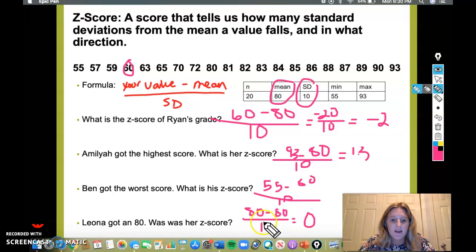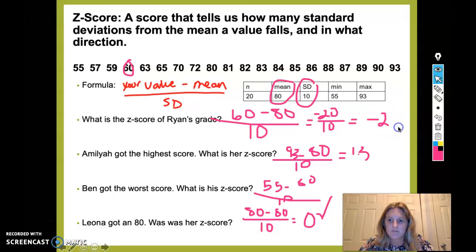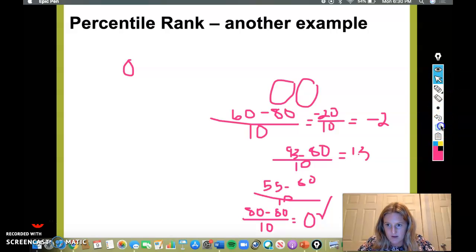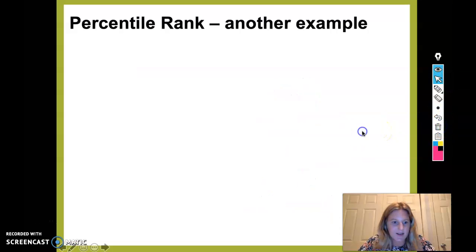Okay, and so that is good to note, right? A z-score of 0 can happen. It just means that you got the average. All right, having a z-score of 0. What do I got here? One more example here, I guess. Do I have time? Yeah.